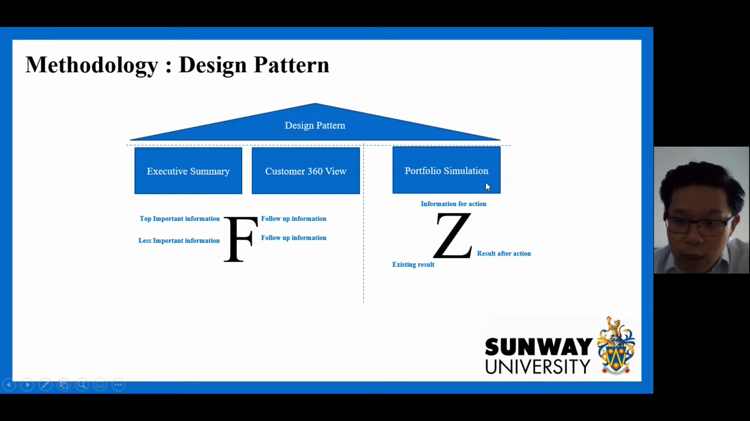For portfolio simulation, the Z pattern will be deployed. So the upper part will show the information for action, and then after that comes the existing result and also the result after the action.